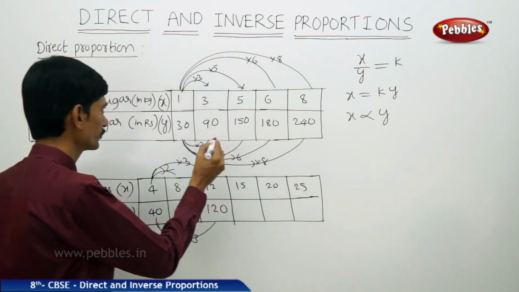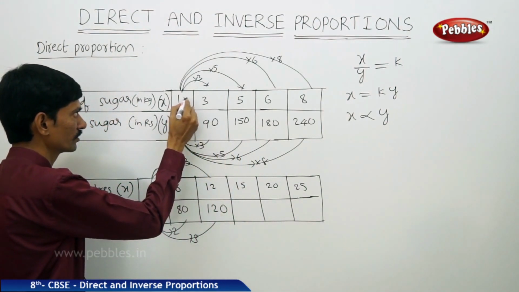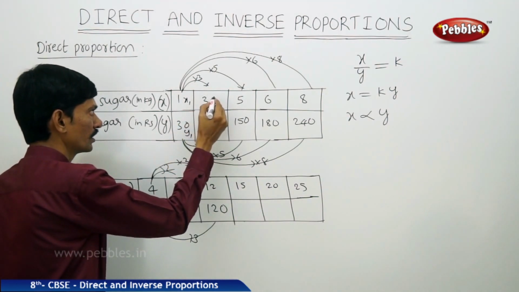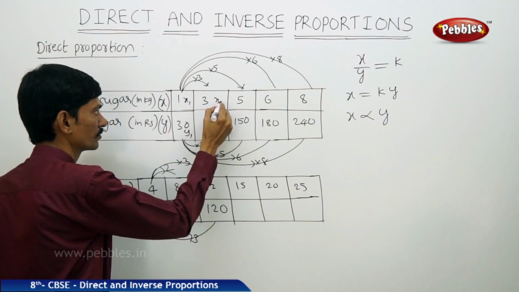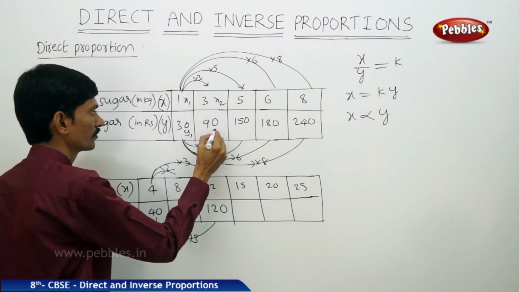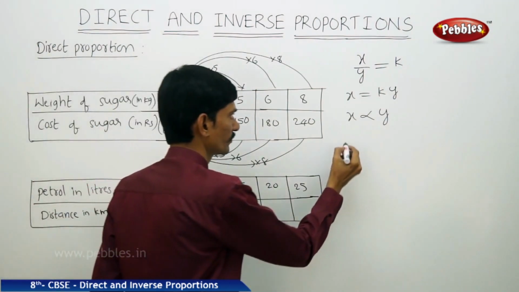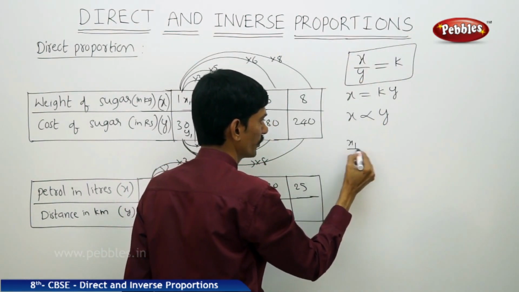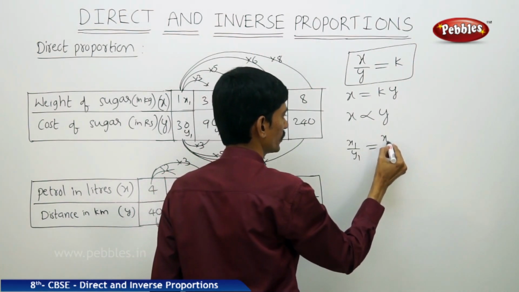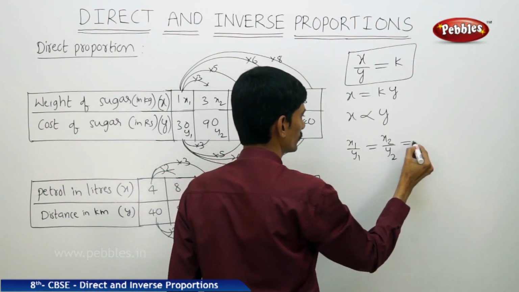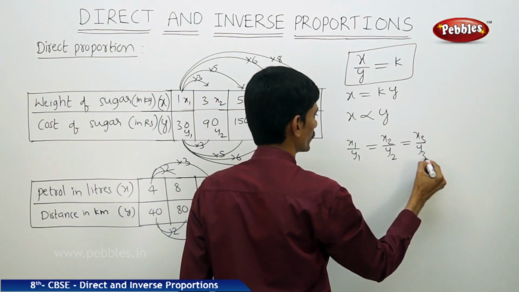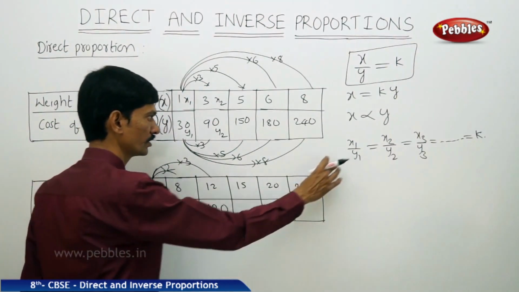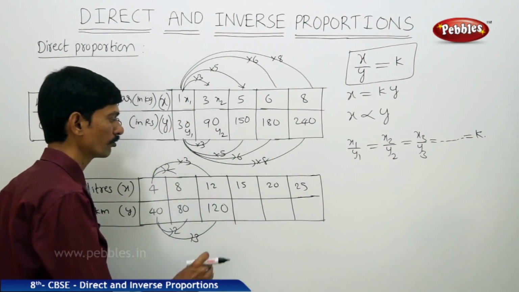Now the two cases we can take: if one case is x1, then the other is y1. In the second case, if one quantity is x2, then the other quantity is y2. Then we can write, using this constant ratio, that x1 by y1 equals x2 by y2, which equals x3 by y3. So this equals a constant. Using this constant ratio we can find out if any quantity is missing.